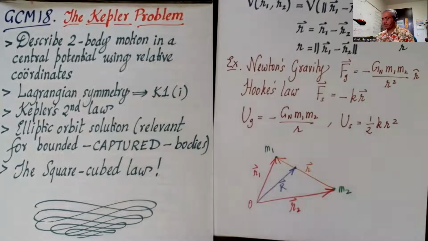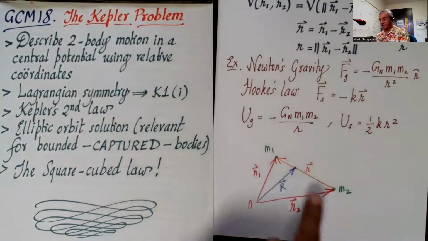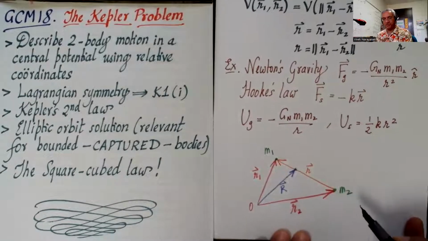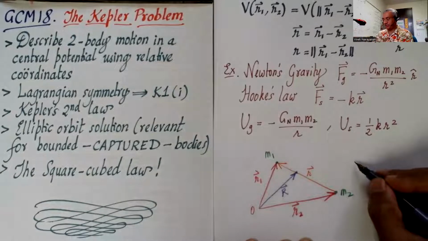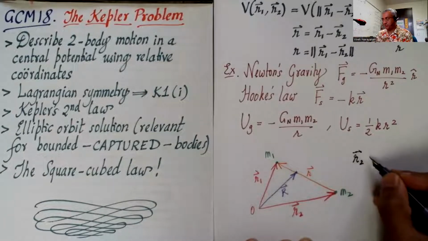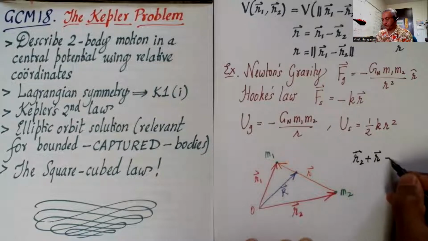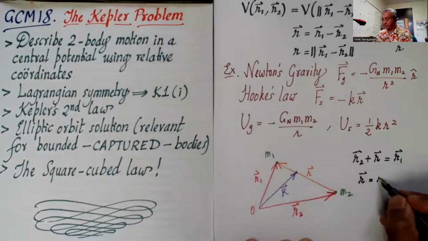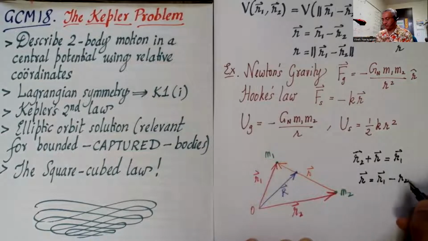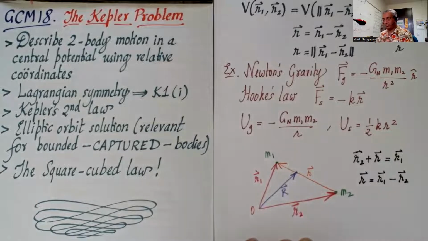Now let's try to understand why the relative vector looks like that. By simple vector addition, if I look at R1, I get it by adding R2 and the relative vector. So by simple vector addition, R2 plus the relative vector is the same as R1, which tells me that the relative vector is R1 minus R2 if I subtract R2 from both sides. And that is the reason why I wrote the relative vector like that. It always points from the second object to the first object.